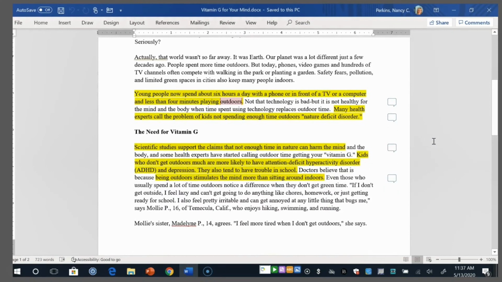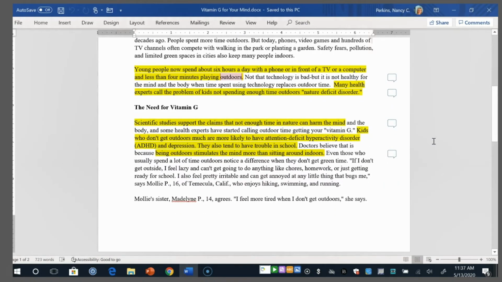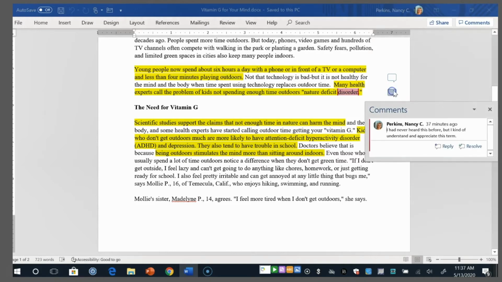Not that technology is bad, but it is not healthy for the mind and the body when time spent using technology replaces outdoor time. Many health experts call the problem of kids not spending enough time outdoors nature deficit disorder. And I highlighted that fact because I had never heard that before, and that was the comment that I wrote. The term nature deficit disorder, I'd never heard of that before, but I kind of understand it and I appreciate the term.